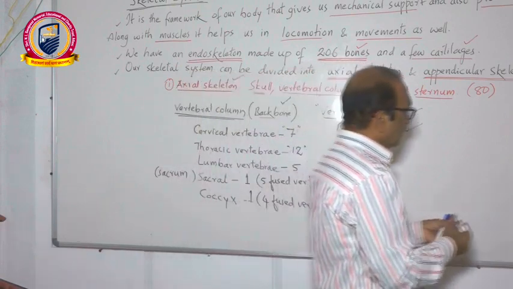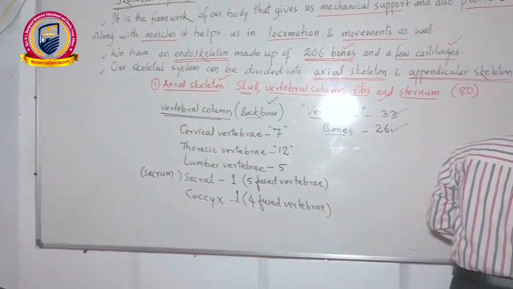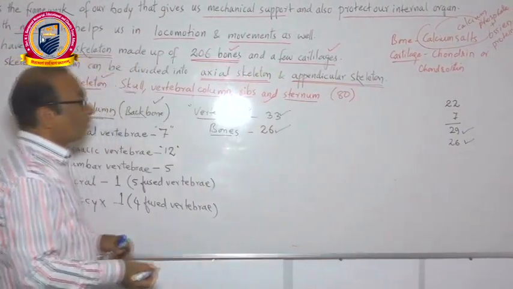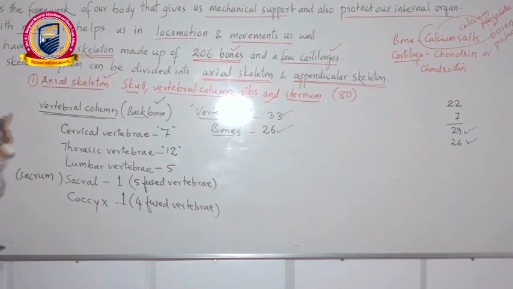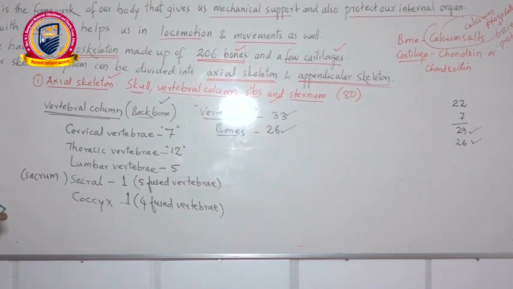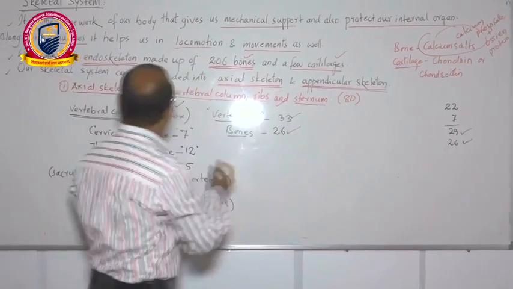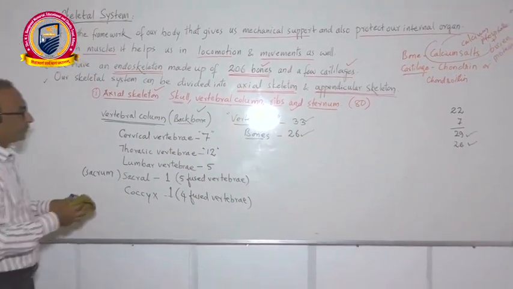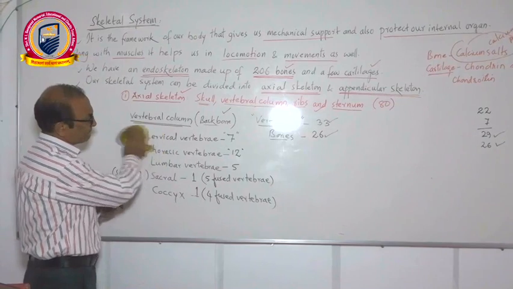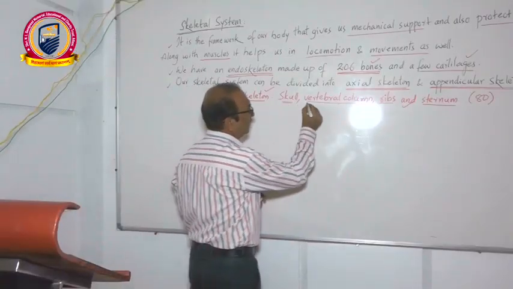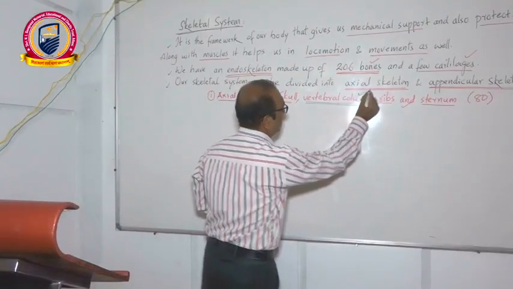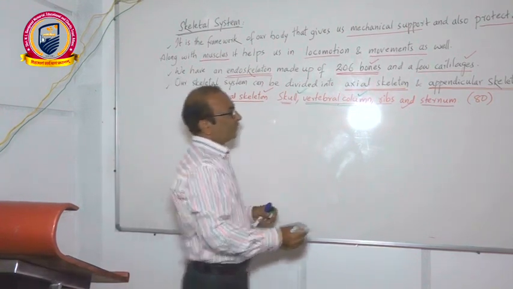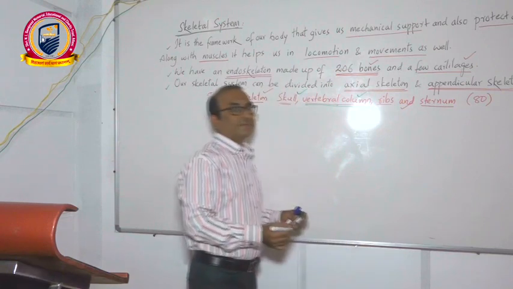So now we have seen 26 bones of the vertebral column. Now let us take up the other part of the axial skeleton. Okay, we have seen about the skull, we have seen about the bones of the vertebral column. Now let's know about the ribs and then the sternum.